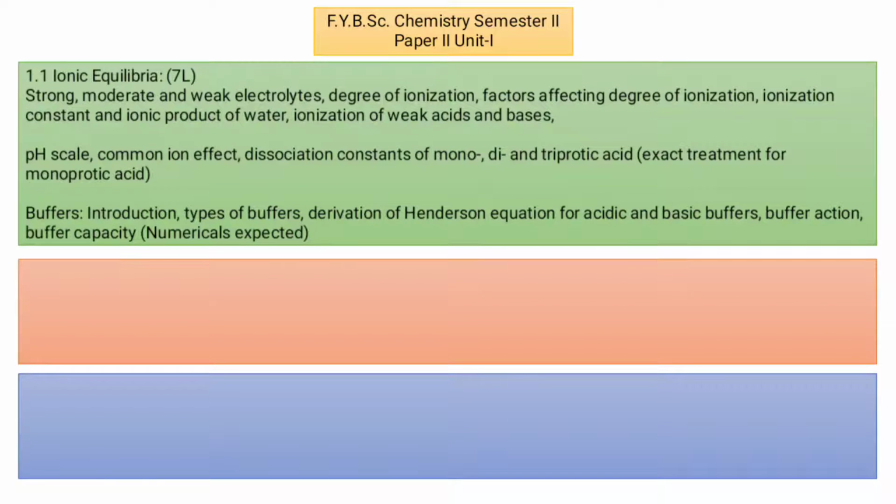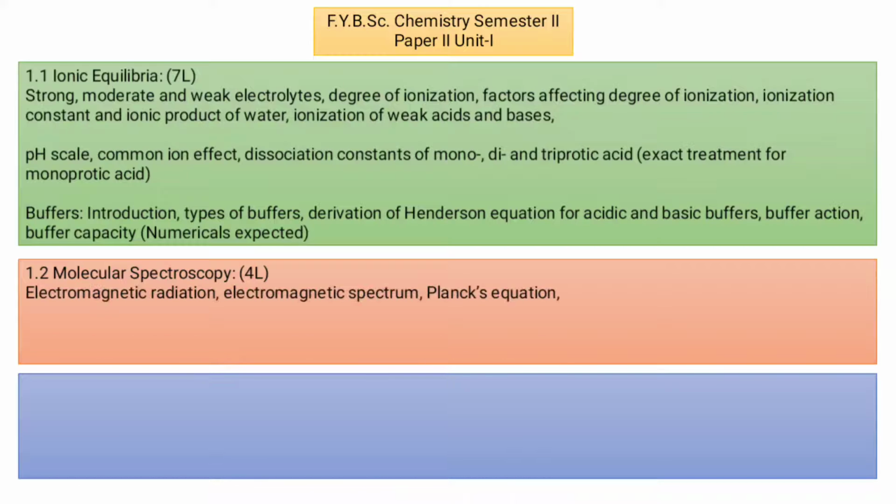Then the buffer: their introduction, their types, and derivation of the Henderson equations for the acidic and basic buffer. Then we have to talk about buffer action, buffer capacity, and solve numericals based on this particular part. This is chapter 1, or part 1, of unit 1 of paper 2 of chemistry. Then the second part of this unit is molecular spectroscopy.